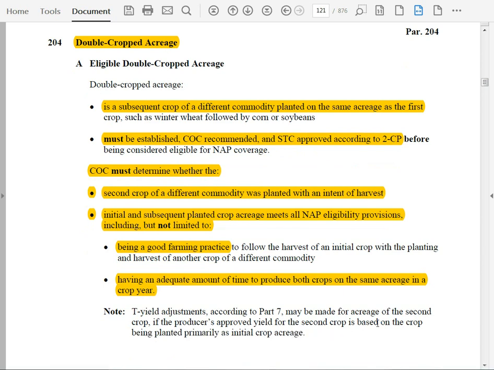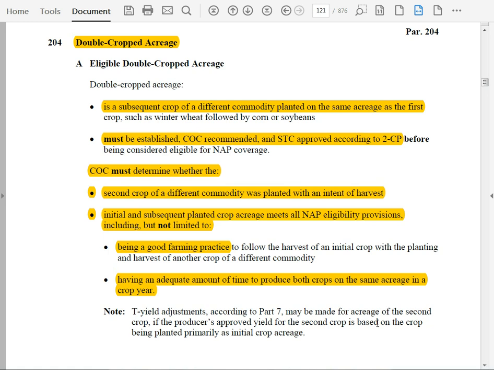Paragraph 204 discusses double-cropped acreage and its eligibility under NAP. Double cropping occurs when 2 separate crops are planted in succession in the same season with the expectation that both crops will be taken to harvest. This is not the same as repeat cropping or multiple planting crops. In both of these cases, the same crop is being planted more than once in the same season.